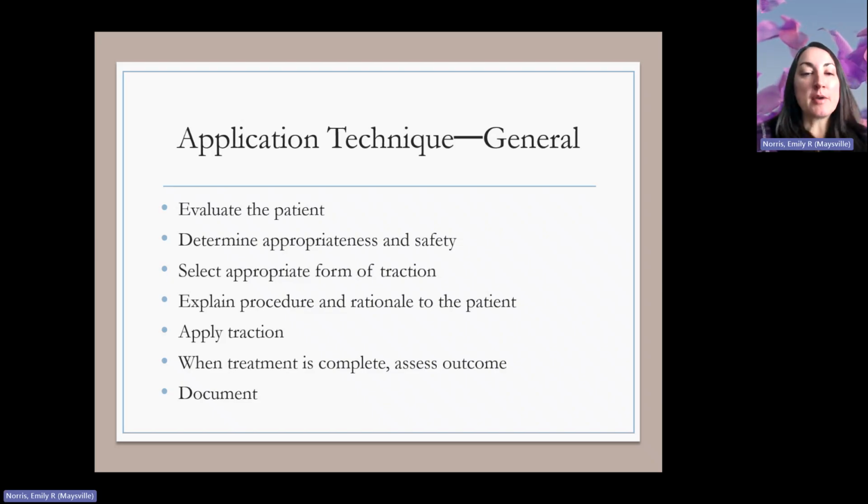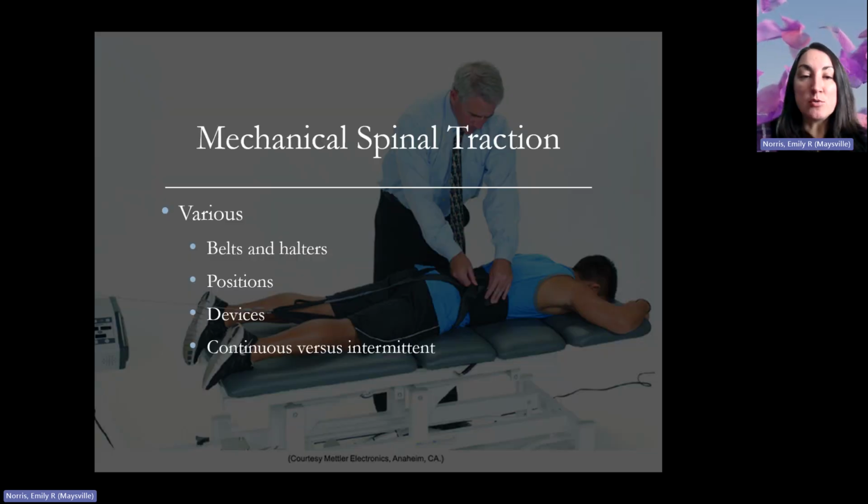In general, we evaluate the patient, determine if it's safe to do traction, select the type of traction we want to do, explain it to the patient, apply it. Once it's done, we assess the outcome and then we document, just like with all of our modalities. With mechanical traction, there are different belts and halters that you could use, different positions you could put the patient in, different devices that you could use.